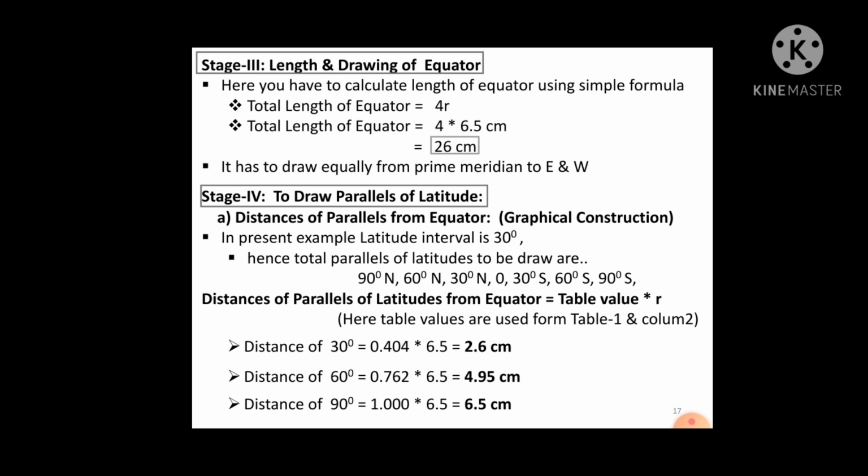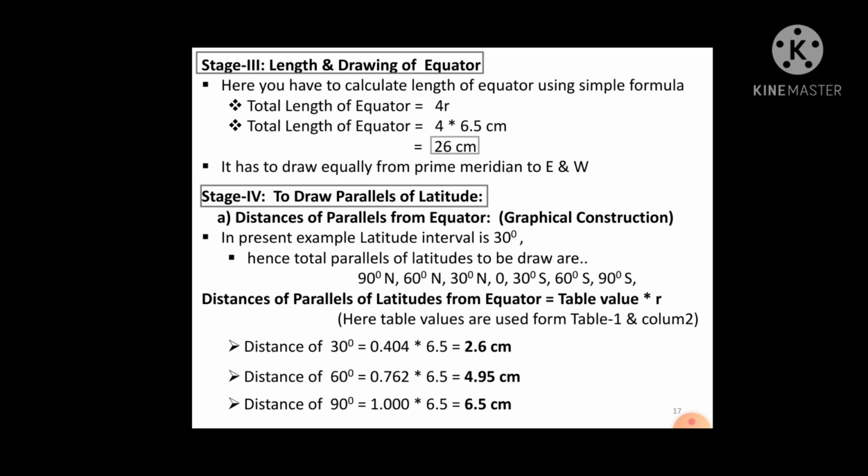So you must take 2.6 centimeters in your compass or divider, and you have to put one side of that divider on the center of the circle, and you have to mark the 2.6 distance on the vertical line, that is the prime meridian. If you mark the 2.6 centimeter distance, that will be the location of the 30 degree latitude from the equator, right? You have to mark it in both hemispheres.